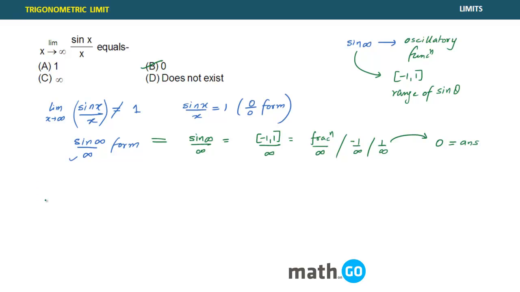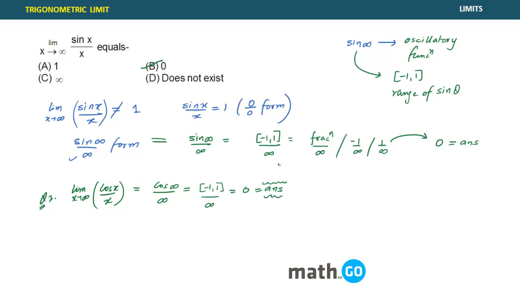Similarly, if I put up a new question to you, limit x approaching infinity cos x by x, right? Again the same concept, so this becomes cos infinity. Cos infinity is again oscillatory, we do not know the value, so we'll say it lies between -1 and 1, divided by infinity. The answer comes out to be 0. I hope these concepts are clear. They are very simple problems but are regularly asked at competitive exams just to check your concept.